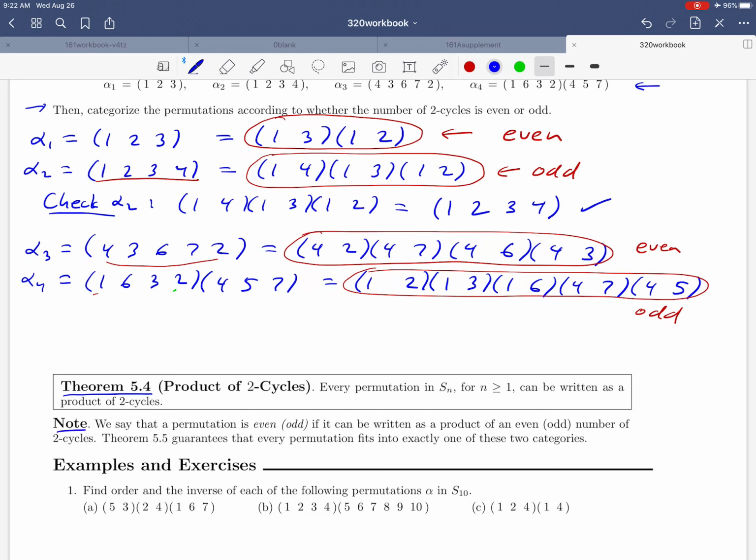And then, because we're either going to have an even or an odd number of 2 cycles, that decomposes the set of all permutations into exactly 2 categories, depending on whether that number is even or odd. So let's read this statement together. We say that a permutation is even or odd if it can be written as a product of an even or odd number of 2 cycles. And if you take a look at Theorem 5.5 in the book, it guarantees that every permutation is going to fit into one of these 2 categories.